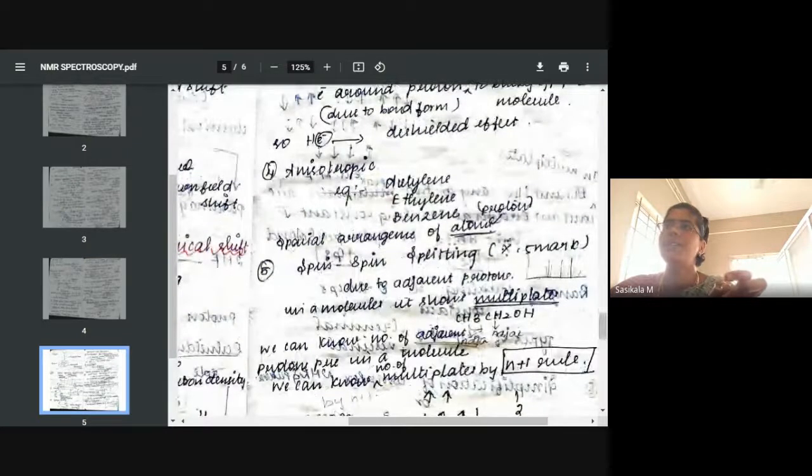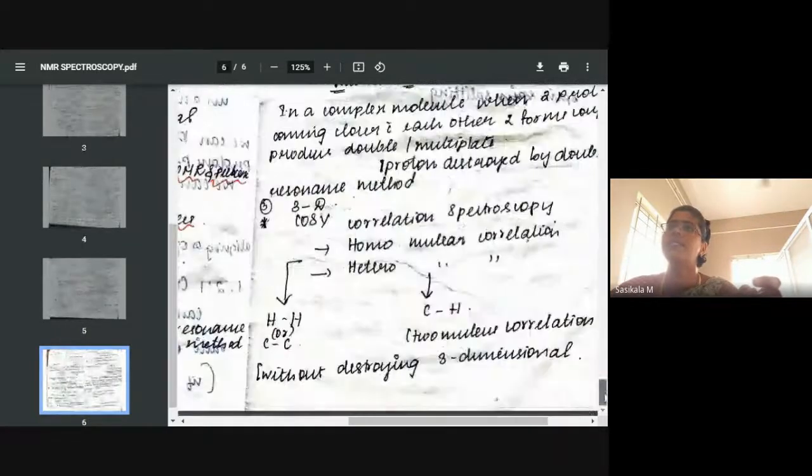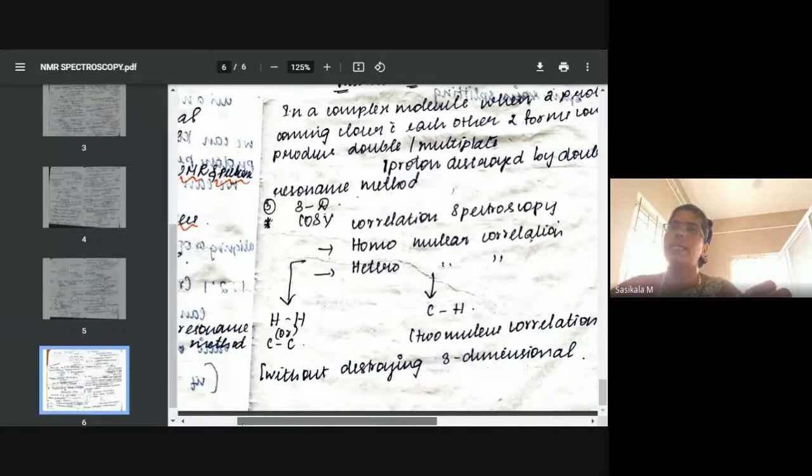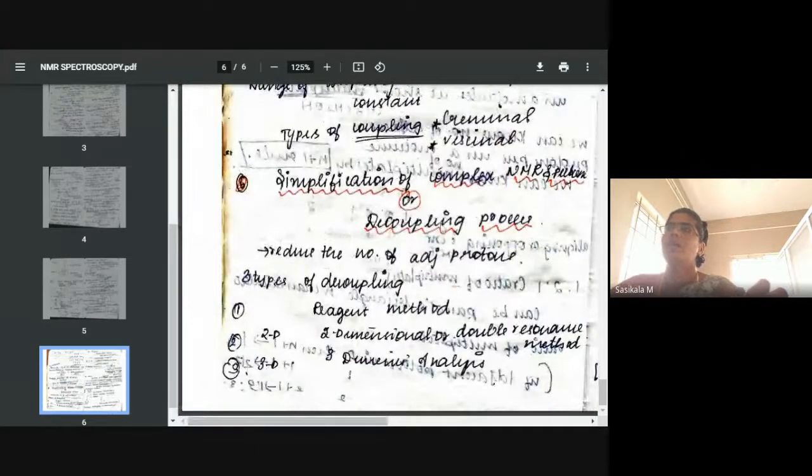And the next part is spin splitting. This is most important. Another 5-mark question, splitting of signals. You will be getting splitting or spin splitting. It will take another half an hour to explain. We'll discuss spin splitting and the other parts of NMR in the next class.